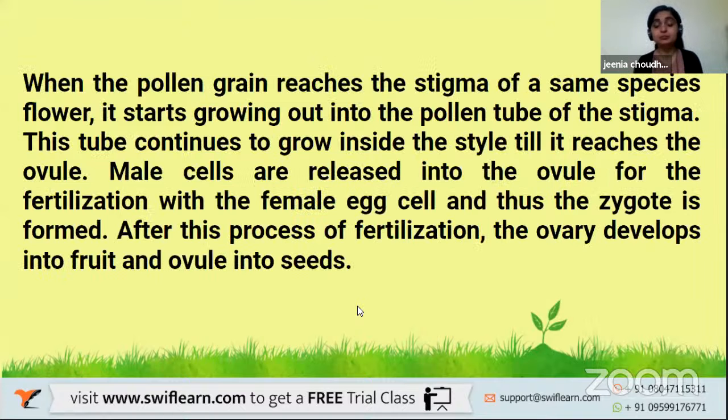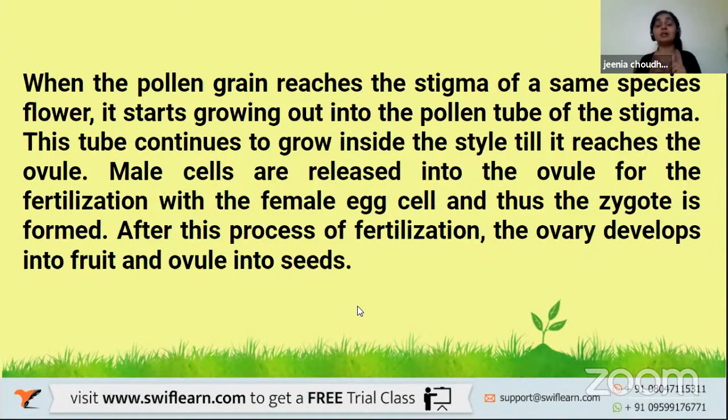Let's read this answer. When the pollen grain reaches the stigma of the same species flower, it starts growing out into the pollen tube of the stigma. This tube continues to grow inside the style till it reaches the ovule. Male cells are released into the ovule for fertilization with the female egg cell, and thus the zygote is formed. After this process of fertilization, the ovary develops into fruit and the ovule into seeds.